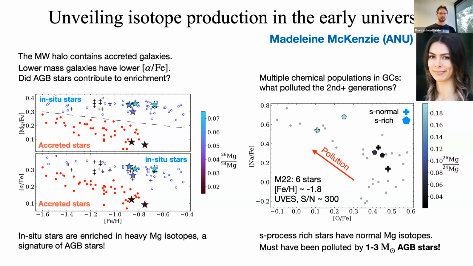And this is interesting because you expect magnesium isotopes to be produced in AGB stars. AGB stars famously also run the s-process and produce those elements. So for these two chemical signatures to not be connected, the s-process enrichment must have happened in fairly low mass AGB stars, maybe just 2 solar masses.